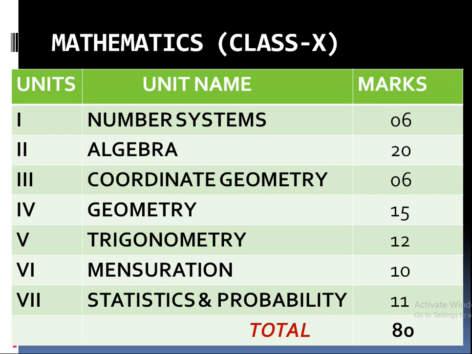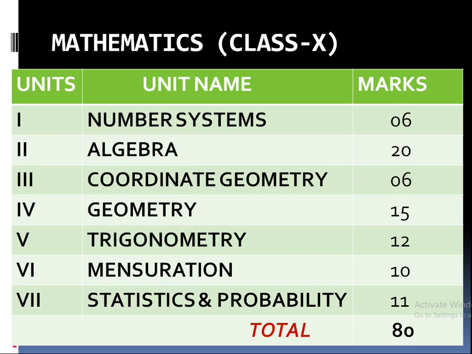Now unit 3, coordinate geometry. In this unit there are 6 marks. Next, unit 4, geometry. In this unit there are 15 marks. Next, unit 5, trigonometry. In this unit you can score maximum 12 marks. Now unit 6, mensuration. In this unit there are 10 marks.